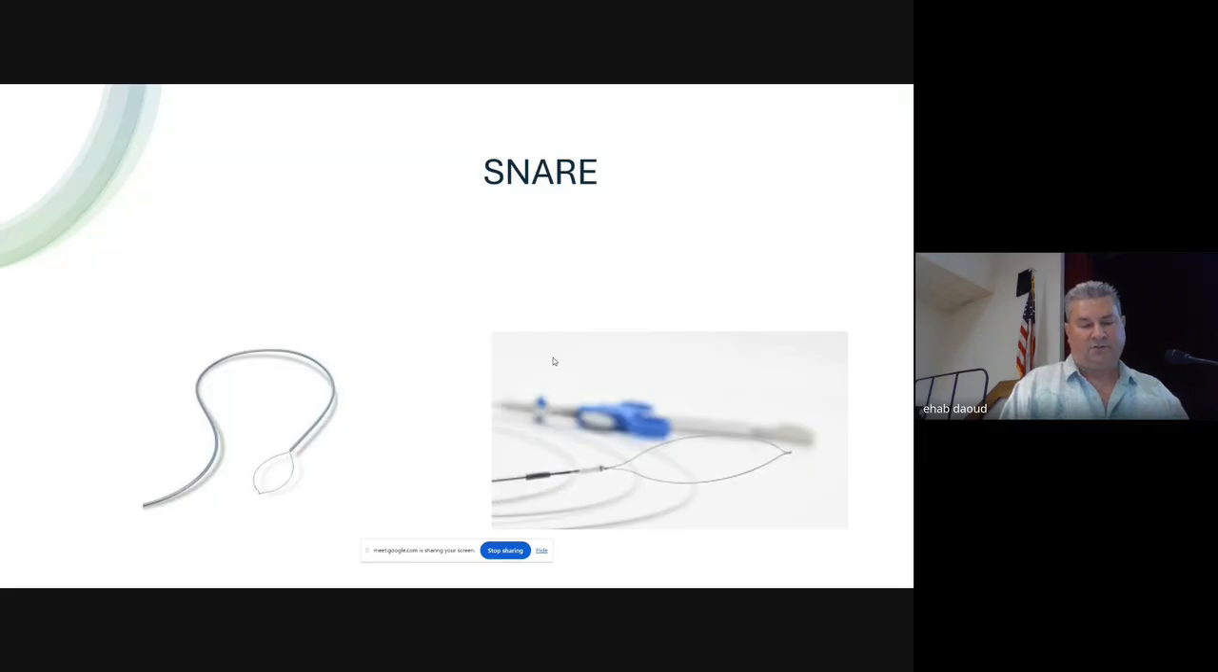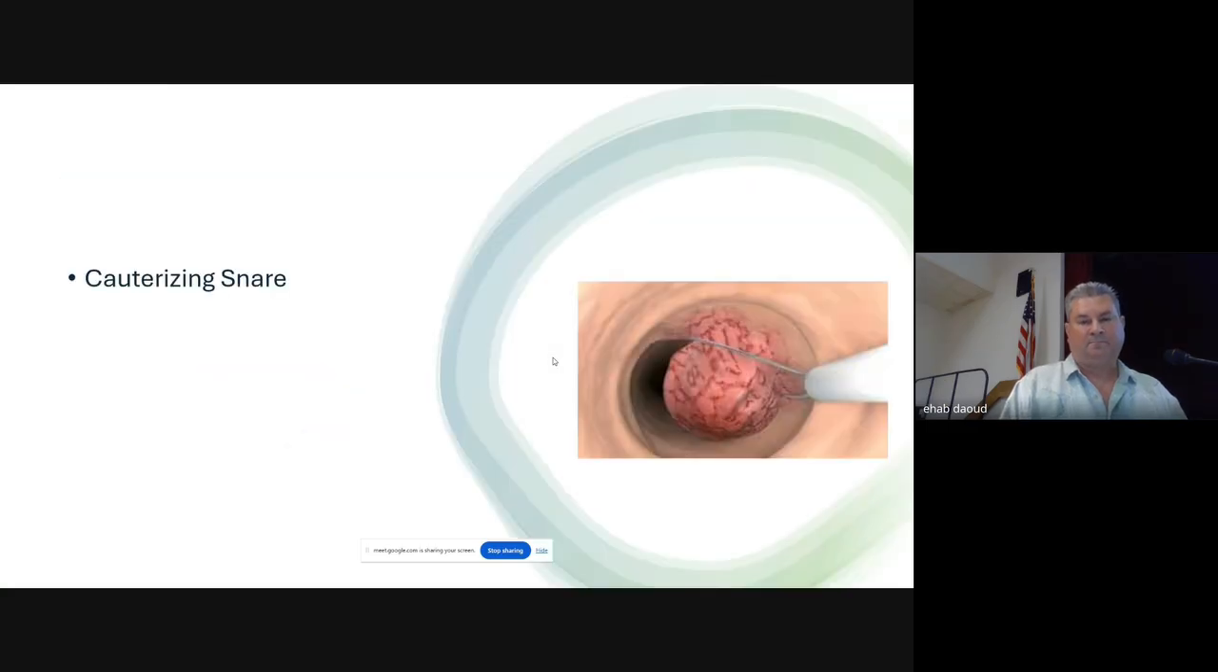Snare can be a little bit tricky, but if you have something soft and not friable like a clot, you can utilize the snare. Cauterizing snare, I like this, like I said, when there's a stalk or a polyp, because you can go to the base of it and basically tighten your noose while you're cauterizing it, so you stop the bleeding and remove the mass at the same time.